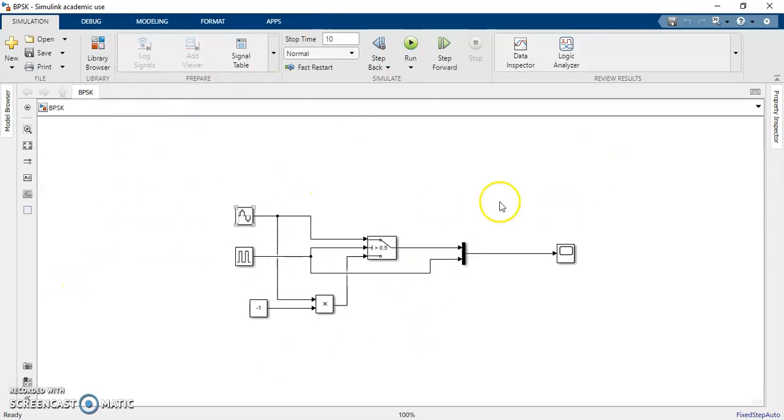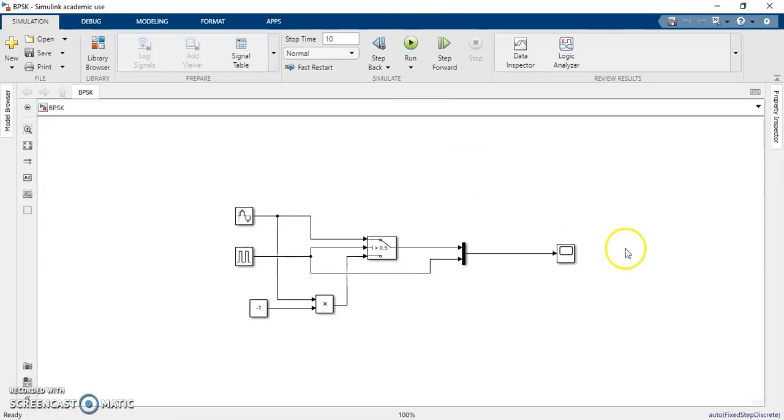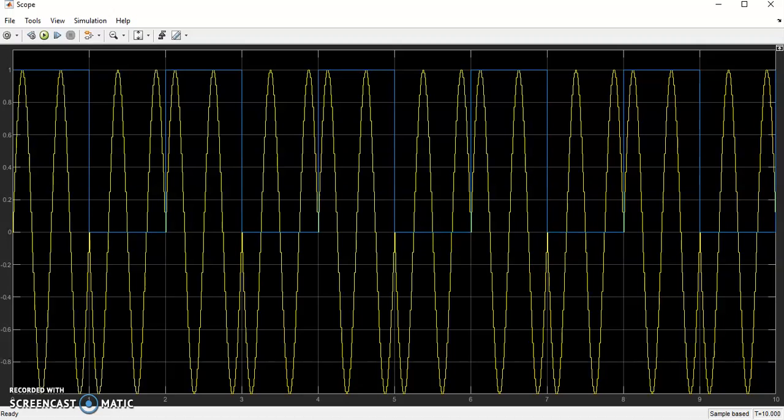This is the model of the BPSK. Let's run it. We can see the output from this scope. So as you can see over here, our input is 1010101 only, and we got the output as a 180 degree phase shift. Clearly we can see over here.